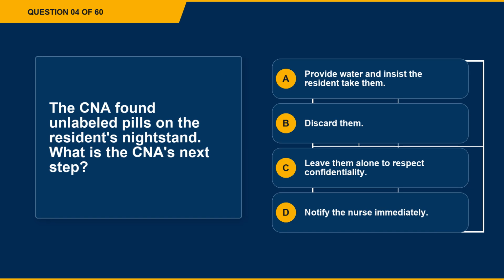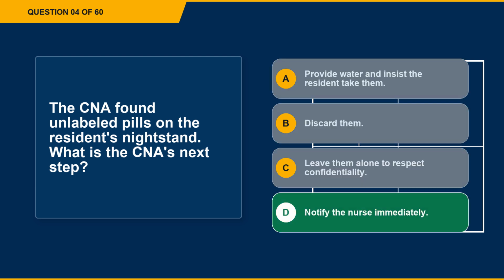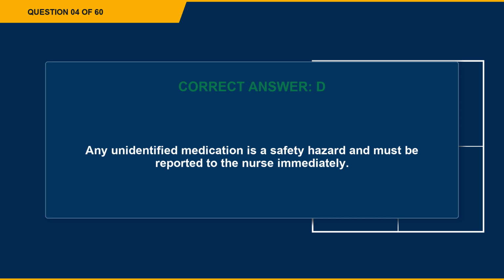Question 4. The CNA found unlabeled pills on the resident's nightstand. What is the CNA's next step? Option A. Provide water and insist the resident take them. Option B. Discard them. Option C. Leave them alone to respect confidentiality. Option D. Notify the nurse immediately. The correct answer is option D. Notify the nurse immediately. Explanation. Any unidentified medication is a safety hazard and must be reported to the nurse immediately.